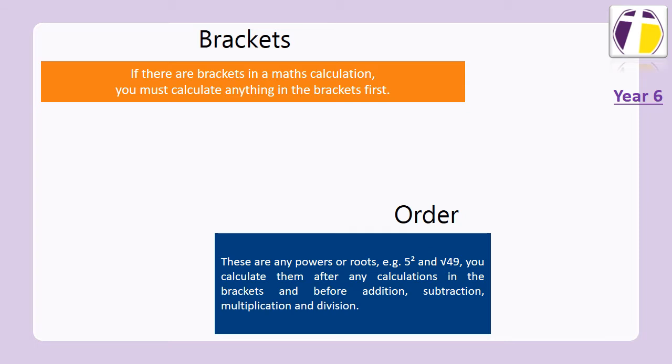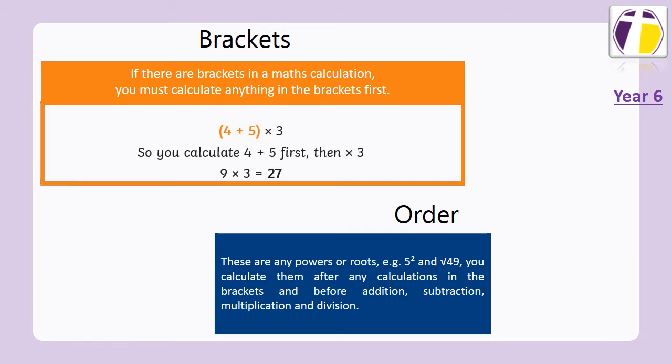If there are brackets in a maths calculation, you must calculate anything in the brackets first. So here you can see bracket 4 add 5 bracket multiplied by 3. You calculate the 4 add 5 first, then multiply your answer by 3. 9 multiplied by 3 equals 27.